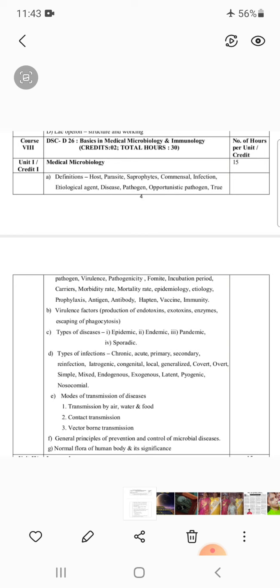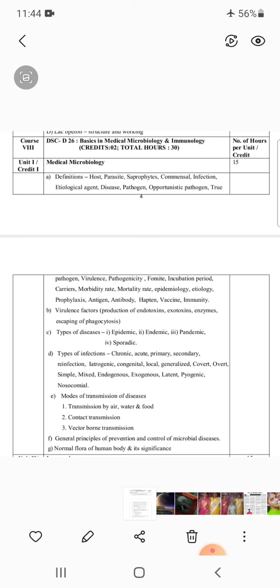Primary infection is when a particular host gets infected for the first time by a particular organism without any treatment. Secondary reinfection means when we take an antibiotic to treat the primary infection, for example if the infection is caused by a virus and we take that antibiotic to kill the virus, other bacteria can cause another infection. That type of infection is known as a secondary reinfection.